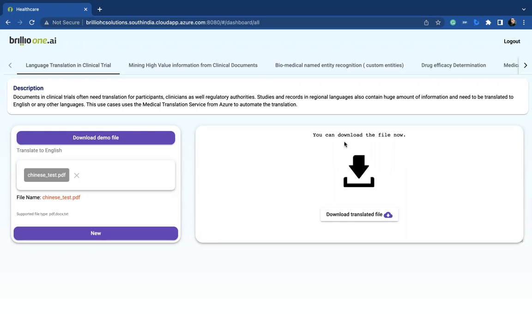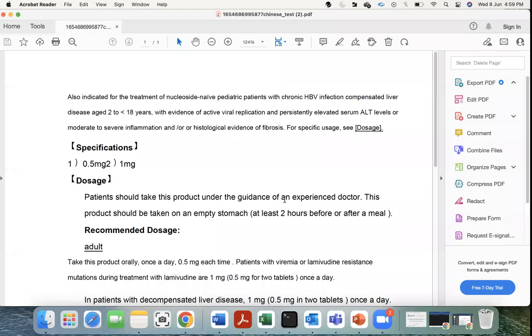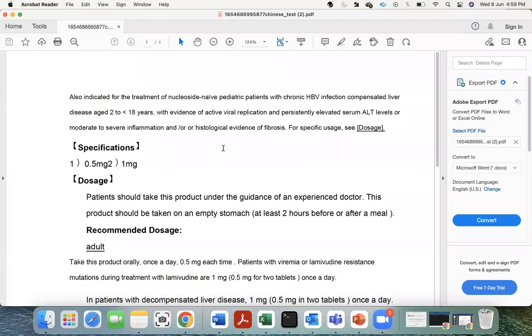This use case uses medical translation service from Azure to automate the translation process. As you can see, once we upload a document, say in Chinese language, it hits the Azure service and lets us download the translated file like so. You are now able to see the translated document, which can then be used to extract other important information.